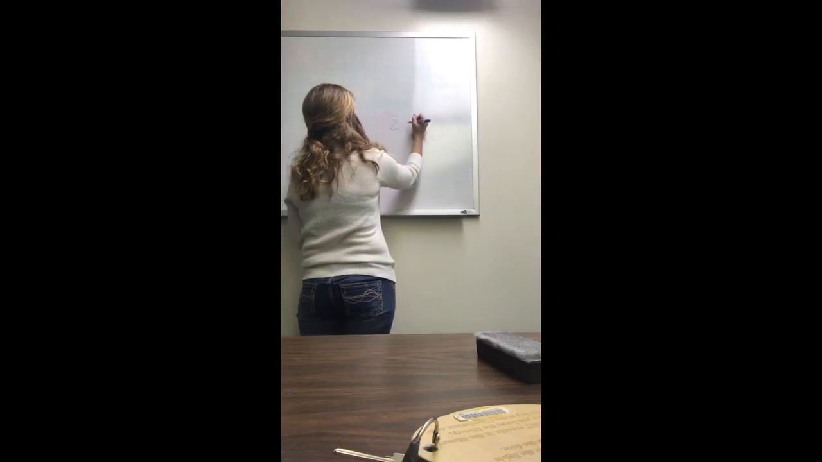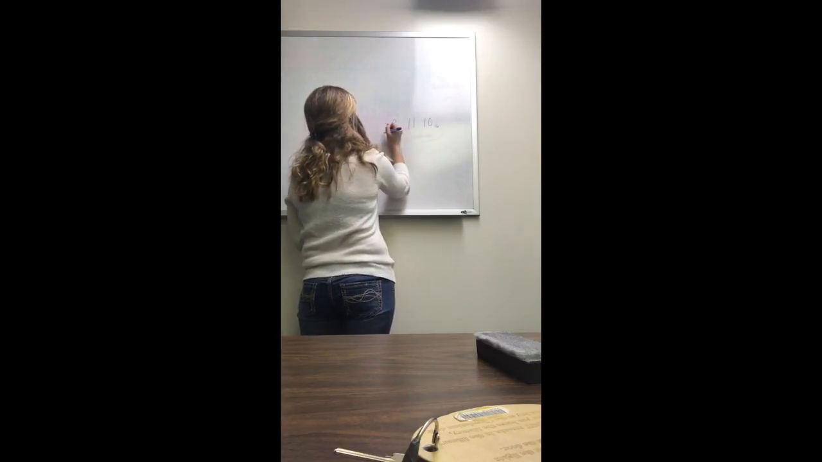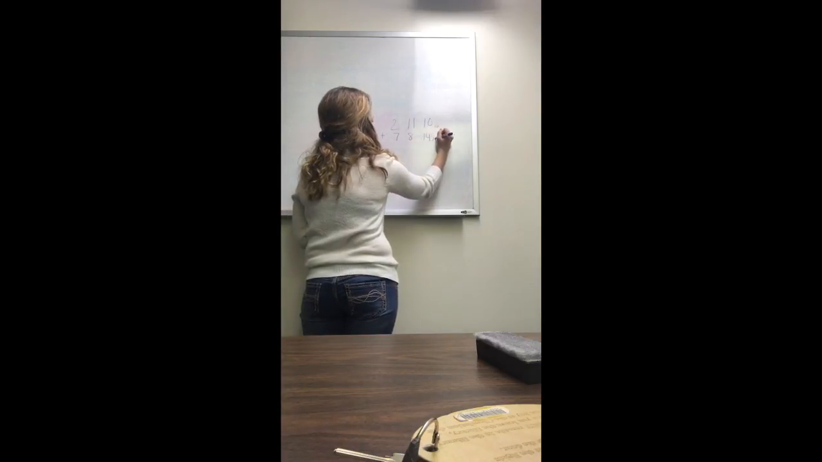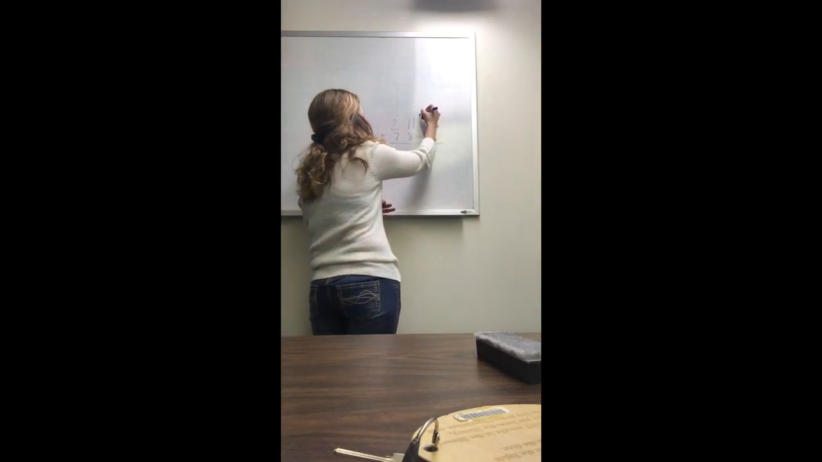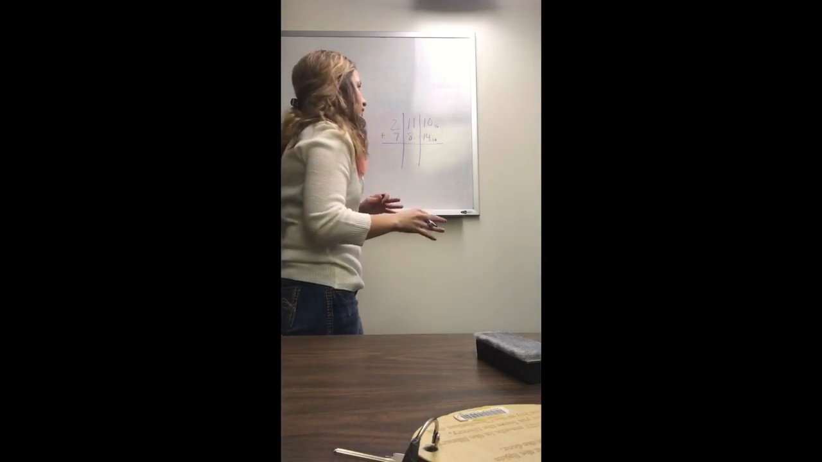So I have 2, 11, 10 base 16 plus 7, 10, 14 base 16. So I'm going to make this a little bit more simple so we don't get all these numbers mixed up and just draw down some straight lines, keep them separate.